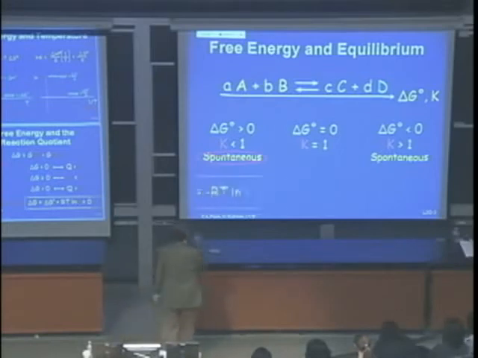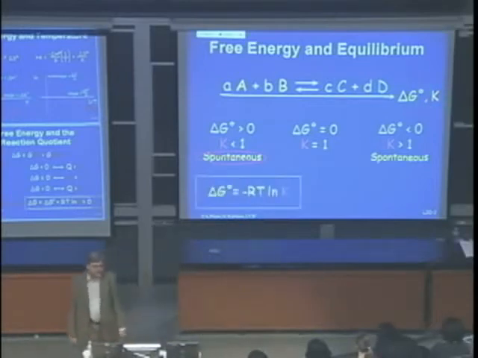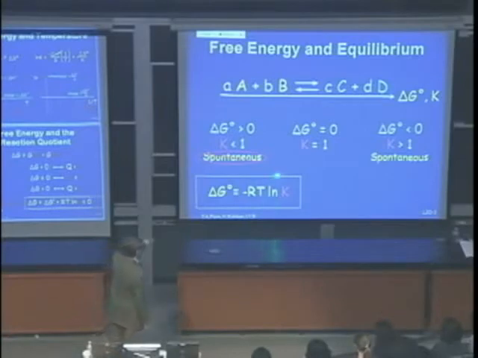So now, since some of you are mathematically inclined, not all of you, but some of you, you've seen that there is a relation between delta G naught, the standard free energy, and the equilibrium constant, okay? And this is the relation. Delta G naught is minus R, you know the constant R, T is the temperature, times the natural logarithm of the equilibrium constant.